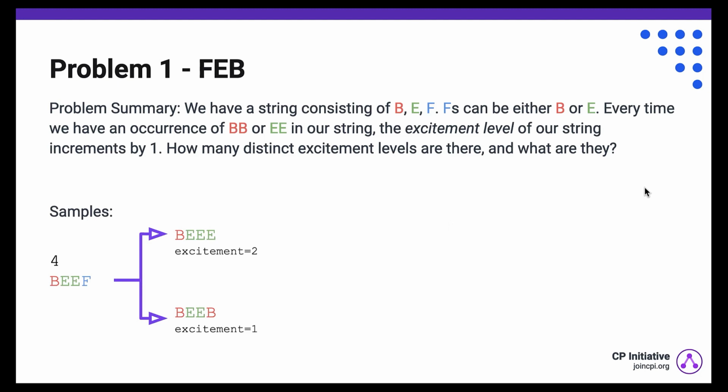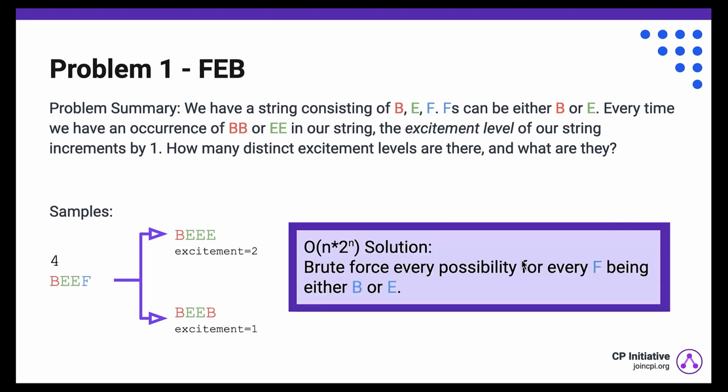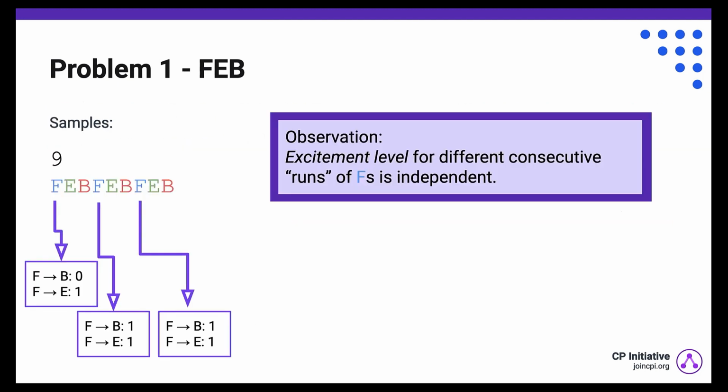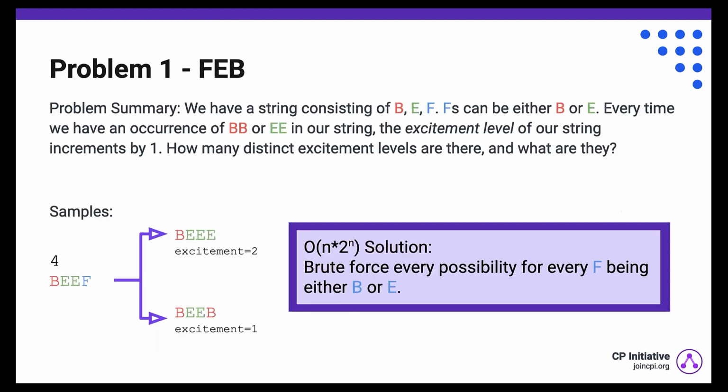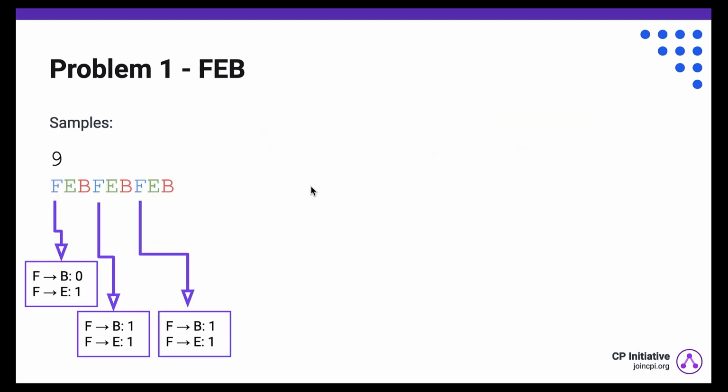And then this motivates us for an O of n times 2 to the n solution, where we can essentially brute force, where every F is a B or an E, and then we check the excitement level. But obviously this won't run in time since n is like 10 to the 5. So with that, we'll continue searching for a solution and go to the next sample case.